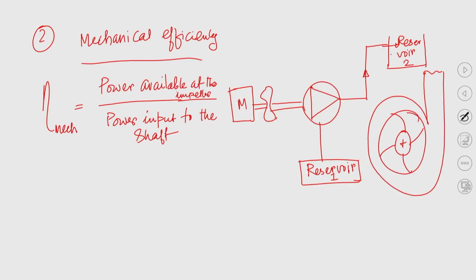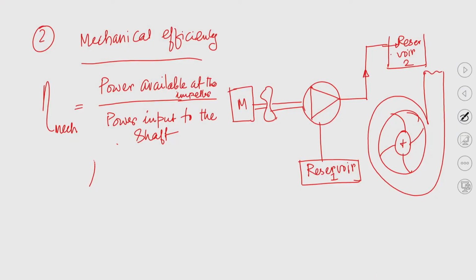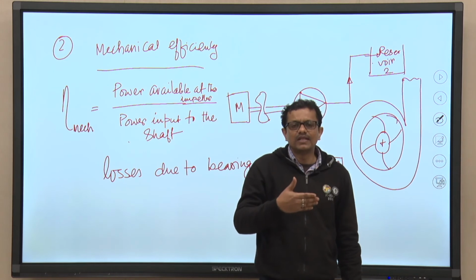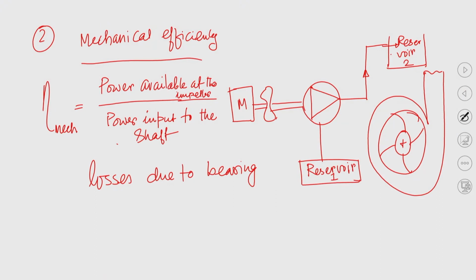Now, we have identified that the input power to the shaft is not equal to the power available at the impeller, and so losses are there. Losses due to mechanical bearing, thrust bearing, because again you should know that this impeller is mounted on a shaft and bearing will be there. So, that bearing loss, frictional loss, and also losses due to bearing, gland, and then disc friction.